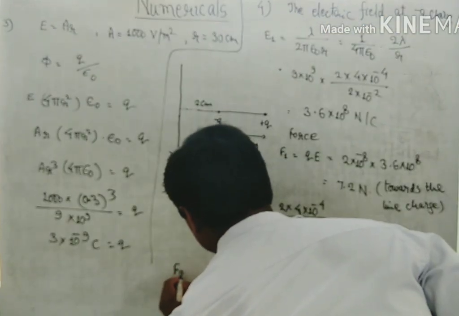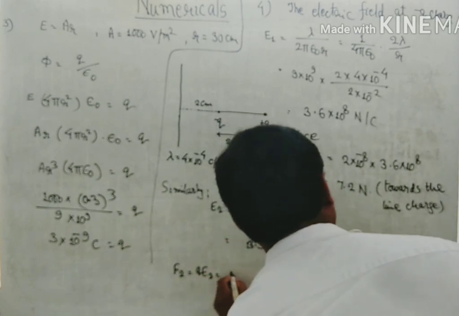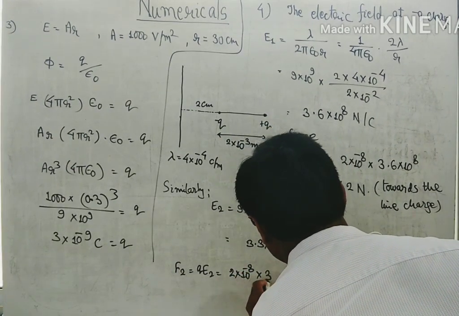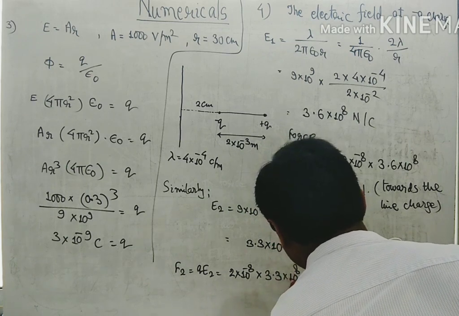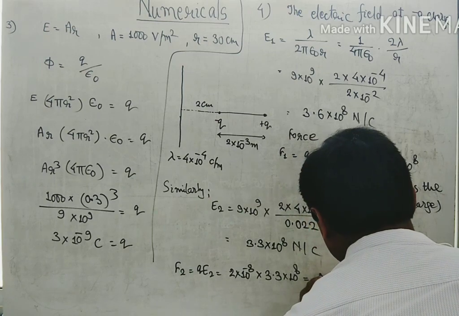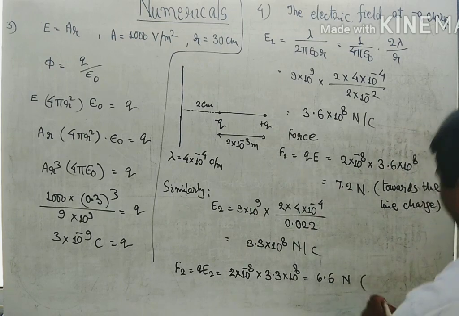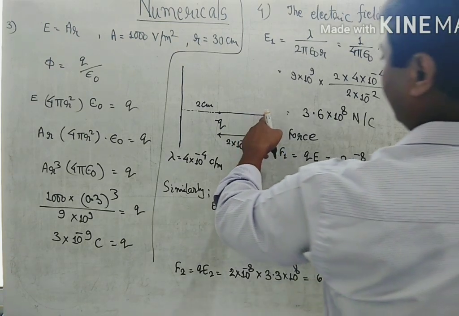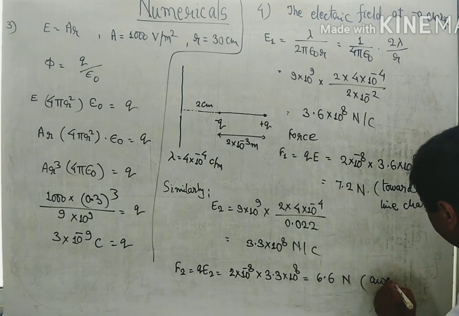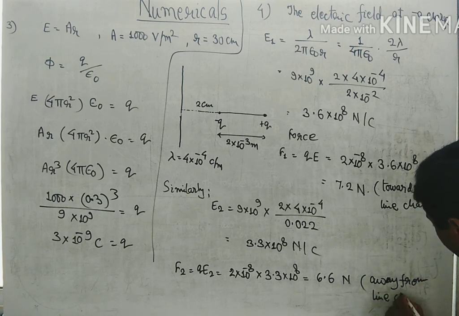Now force F2 equals Q into E2. The charge would remain the same, 2 into 10 power minus 8 into that 3.3 into 10 power 8. Just simplifying this, you'll get, students, 6.6 Newton. Now what's the direction of this force? This is a plus charge, positive charge, so the force is away from the line charge.